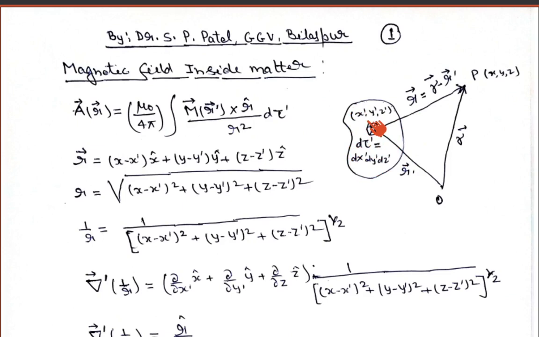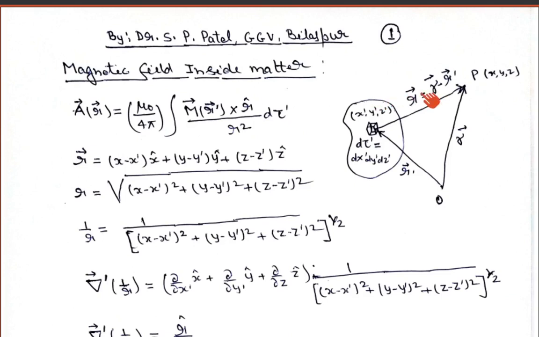Now in this lecture, what I am going to do is different from the previous one. In the previous lecture we calculated the vector potential, and we found that this vector potential is in terms of surface bound current density and volume bound current density. But in today's lecture, we will try to find the magnetic field at point P due to this magnetized object. In the previous lecture we calculated the vector potential in terms of volume bound current density and surface bound current density, but today we will do something different.